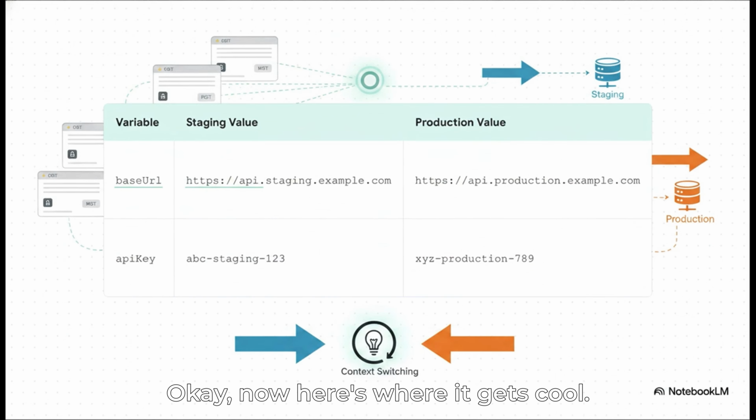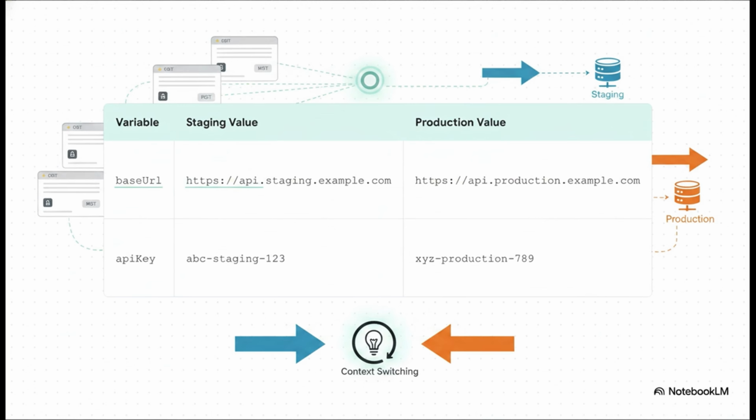Okay, now here's where it gets cool. Look at how we set up the variables inside each environment. Notice the variable names? They're exactly the same, base URL and API key. But, and this is the key, the values are totally different for staging versus production. This is the whole idea right here. Same variable name, different context, different value.